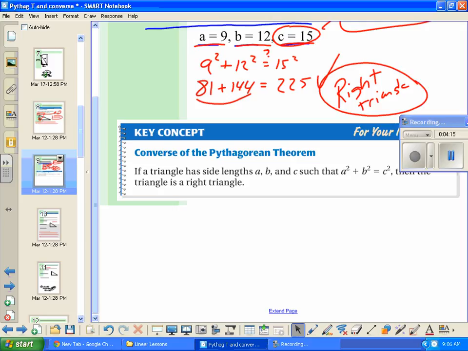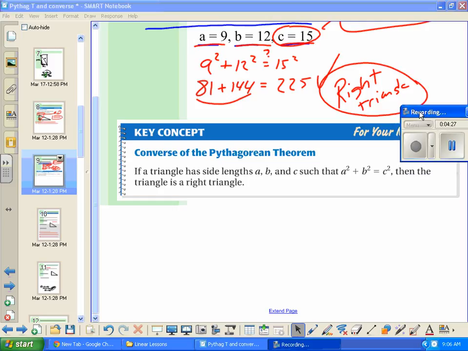You just say, okay, well, yesterday we said if we have a right triangle, then A squared plus B squared equals C squared. That formula has to work. Well, today we're saying if that formula works, then that triangle has to be a right triangle, which is exactly what it says here in the book, or as I've got up here on this page.